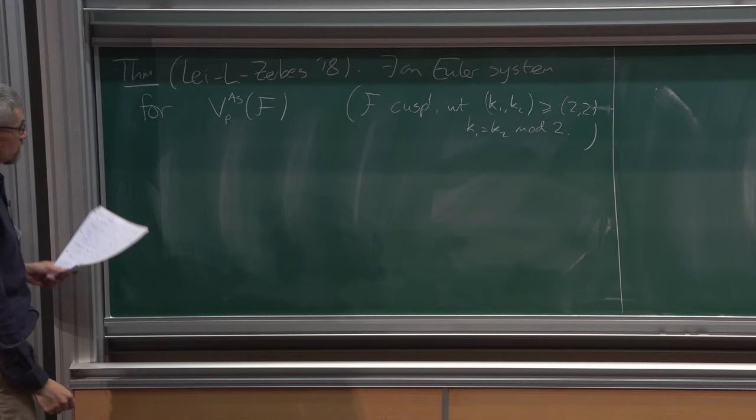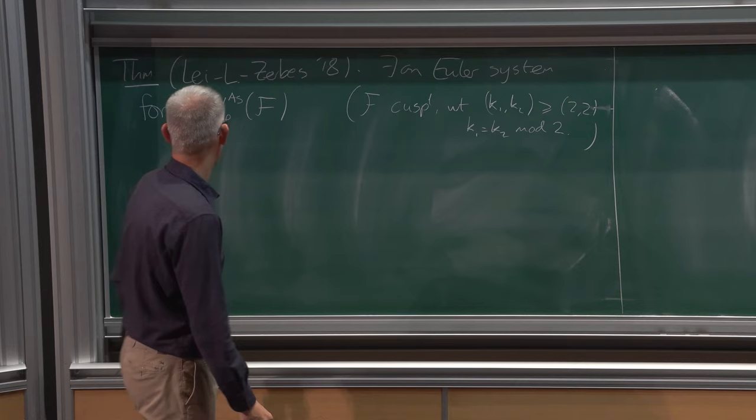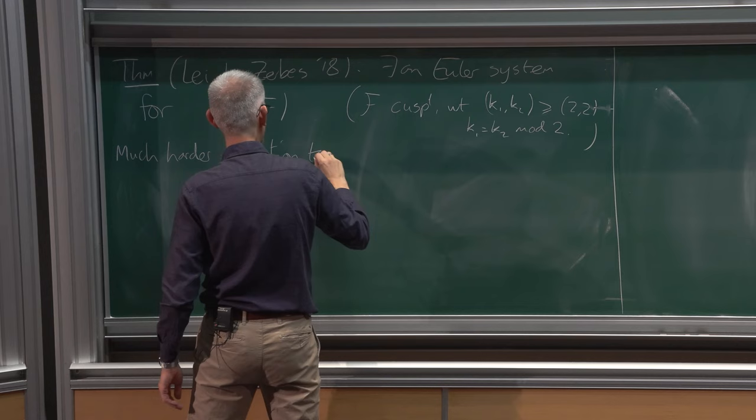So this is, in a sense, a rather straightforward variation on the definition of the Rankin-Selberg Euler system. But what's much harder is a relation to p-adic L functions.